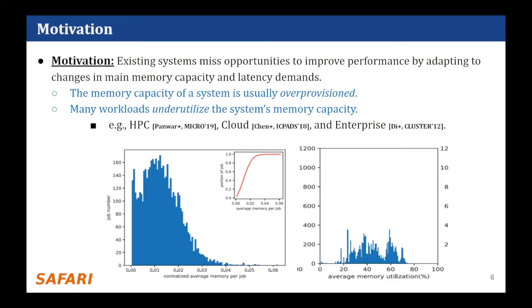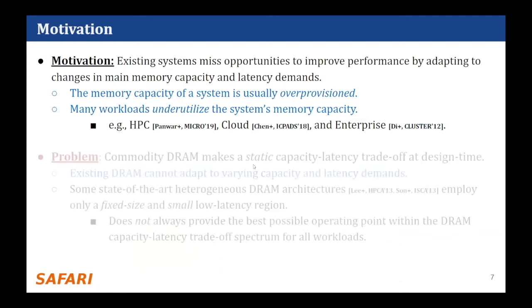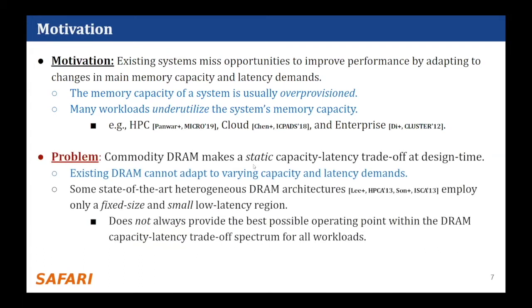So these results all show that the memory capacity and latency demands of existing systems and workloads vary a lot, and existing systems miss the opportunities to improve performance by adapting to these changes. So commodity DRAMs make a static capacity-latency trade-off at design time, which limits their capability to adapt to these changes.